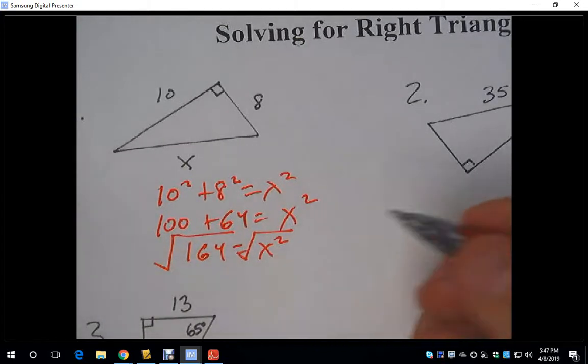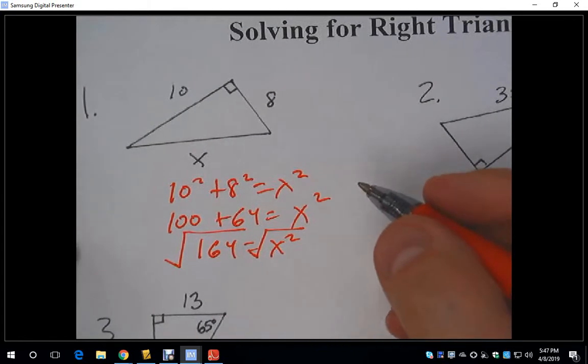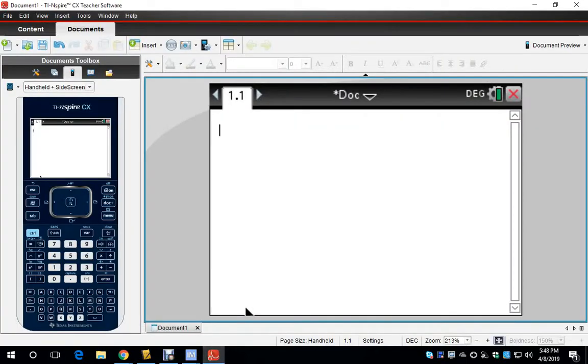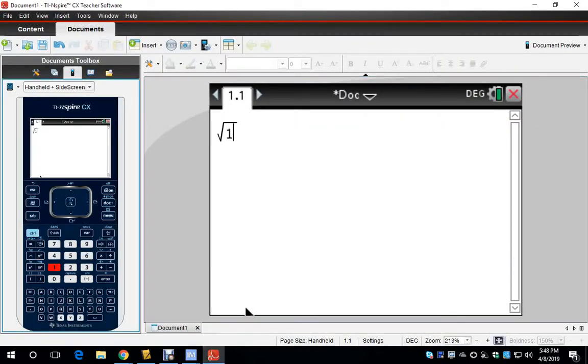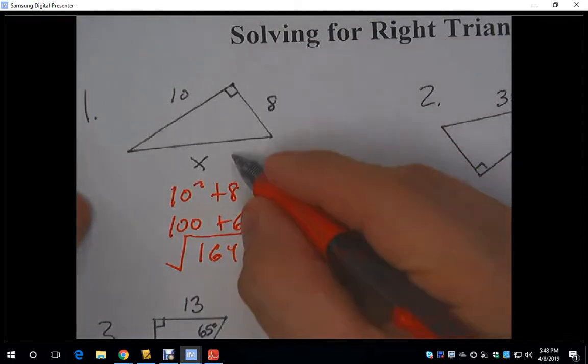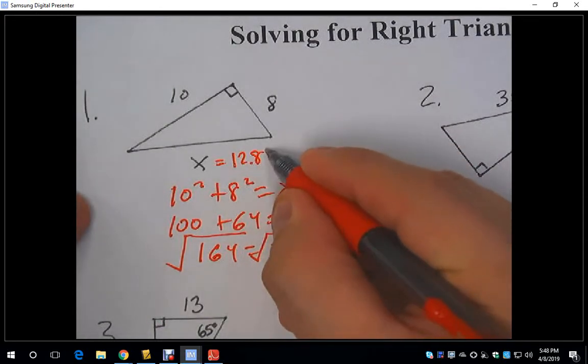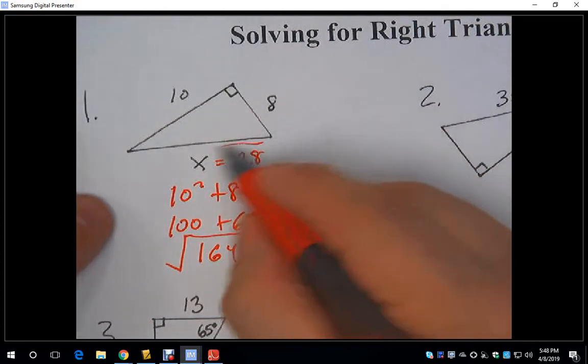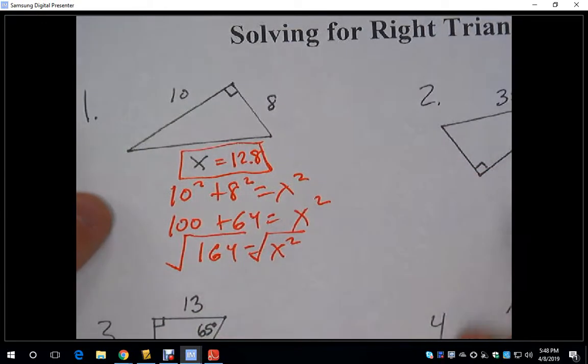That's going to give us some number, right? That's going to give us the square root of 164, and that gives us 12.8. So x equals 12.8. 12.8 inches, 12.8 yards, I don't know, because the units aren't given.